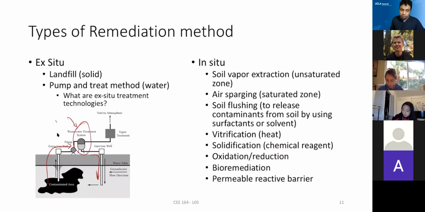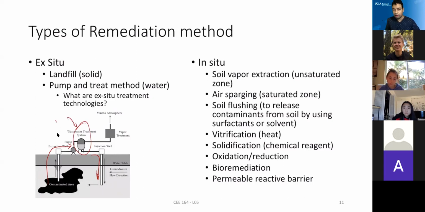This particular method was very popular in the 1990s because that's the earliest time they thought that all you have to do is just pump all the groundwater, treat it and put it back. You exactly know what you can do. But later they realized this is not that simple.